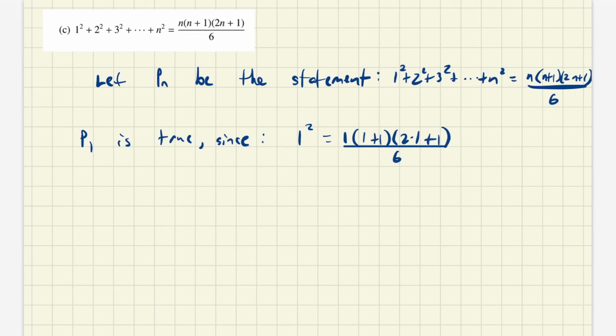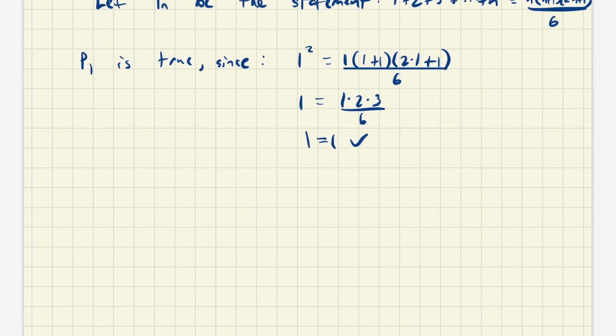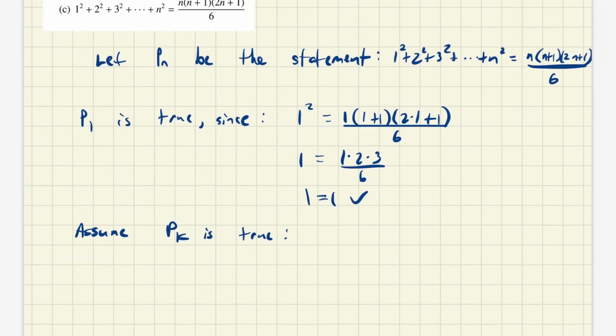All right. Assume P sub k is true. So we're assuming that this statement is true: 1 squared plus 2 squared plus 3 squared plus ... plus. Remember, we replace the n's with k's.